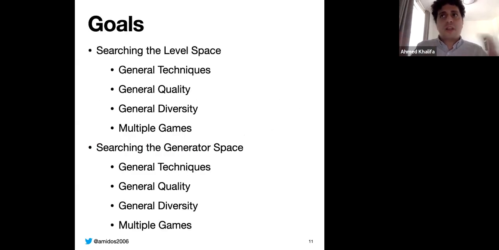So from that statement, I could specify a group of goals that I try to achieve, which is divided into two parts. The first part is searching for the level space itself, and the second is searching the generator space. What I always need to find in each one is general techniques to be used, general quality metrics that I can say, yeah, can work. And maybe general diversity metrics, which can work between different games, and also apply it on multiple different games.